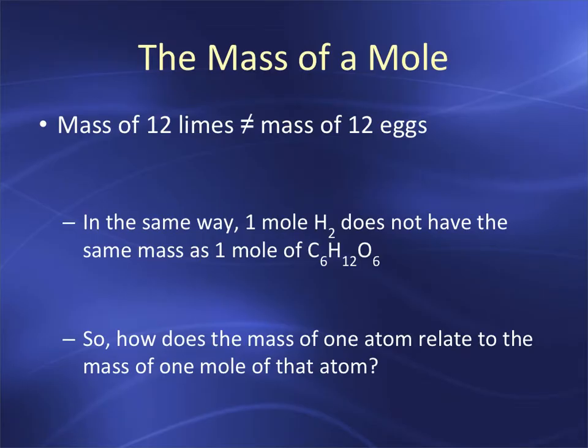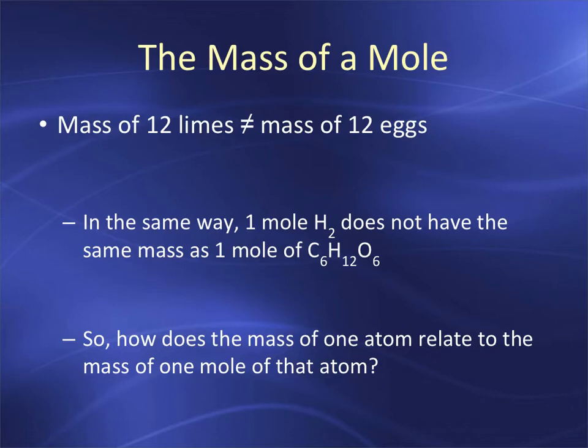So 12 limes and 12 eggs, even though they're relatively the same size, they don't have the same mass. And in a similar way, even though all atoms are very, very tiny, they're still not going to have the same mass. So when we look at that at a macro scale, that's going to come out in differences in weight. So how does the mass of one atom relate to the mass of 1 mole of that atom?